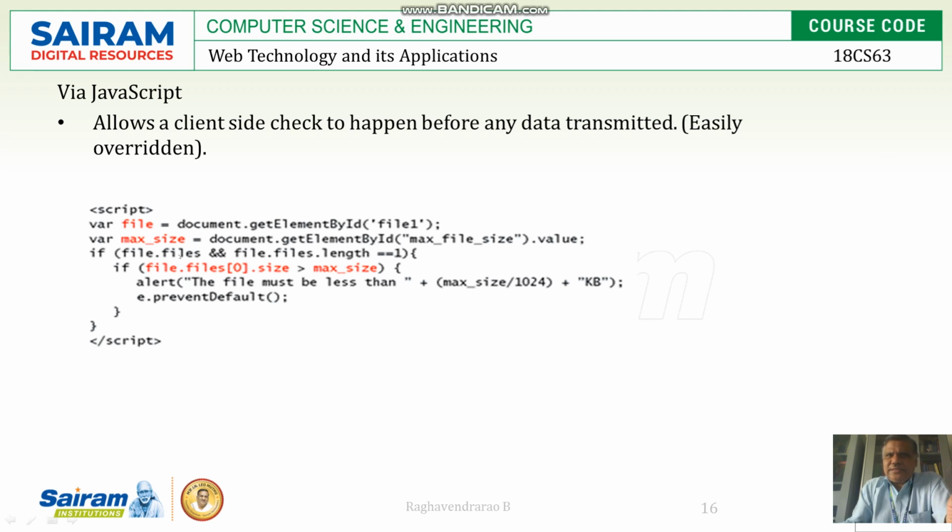Now, if file.files.length is equal to 1, the condition is satisfied, because you are not uploading only one file; if you are going to upload more than one file, that is what is going to be used. If file.files[0].size, that is the first file's size, is greater than the maximum size given, then the message that the file must be less than so and so is going to be specified. The error is caught and it will be displayed over there. Got it.